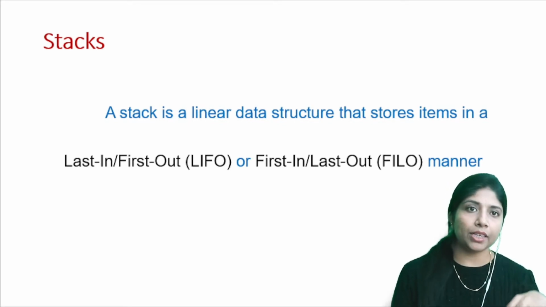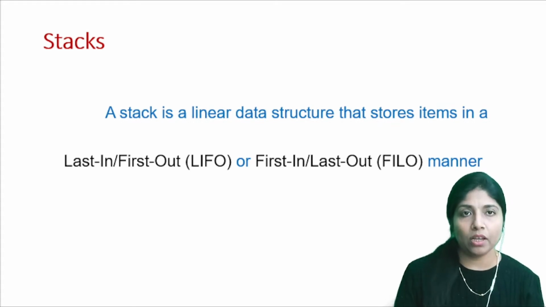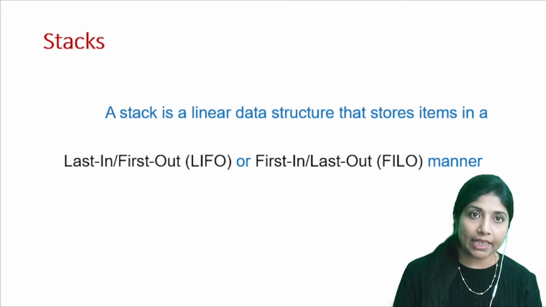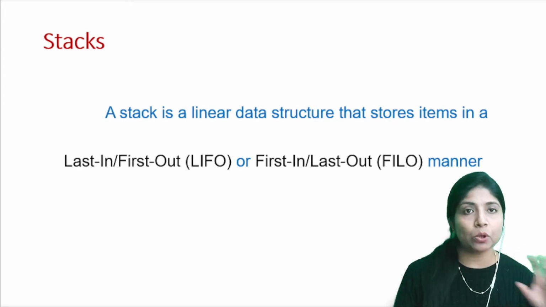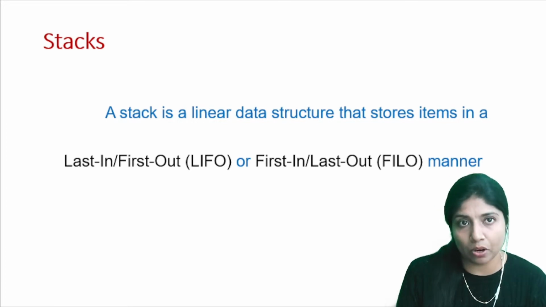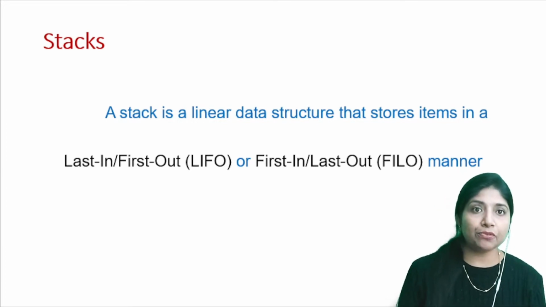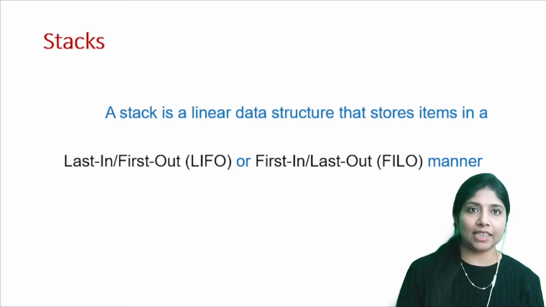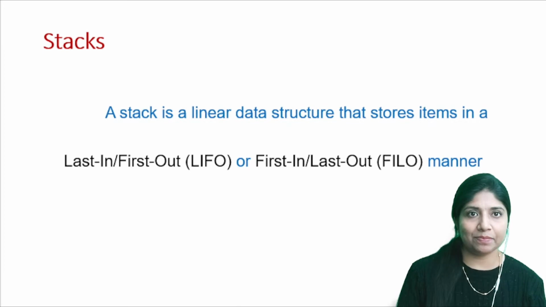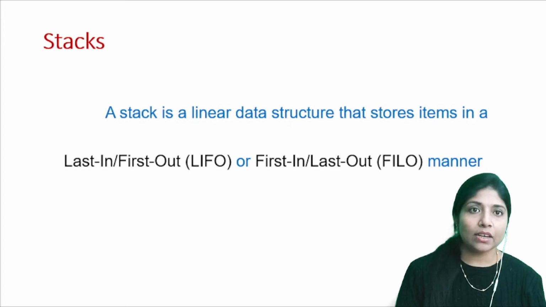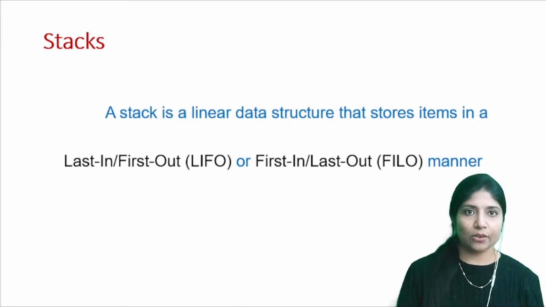Suppose you are putting a green ball first, then an orange ball, then a red ball. If you want to retrieve the green ball, you have to remove the red ball, then the orange ball, then you can take out the green ball. So the item which entered first into the stack can be retrieved as the last item. Okay, that's what first in, last out means.